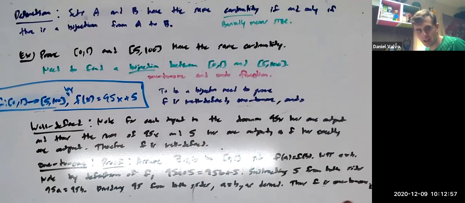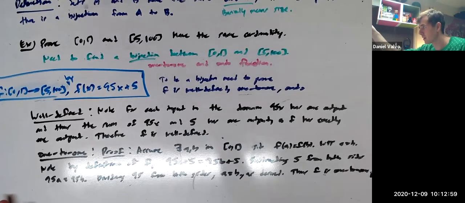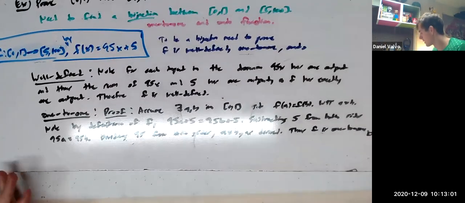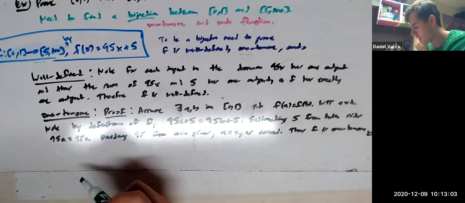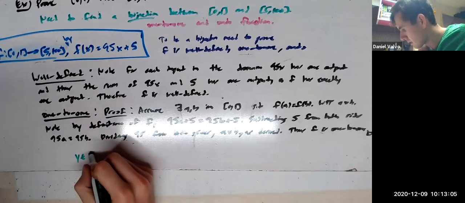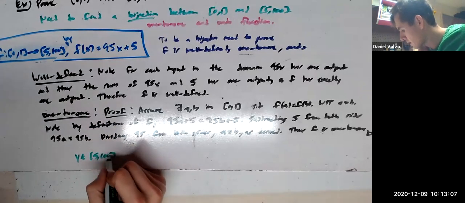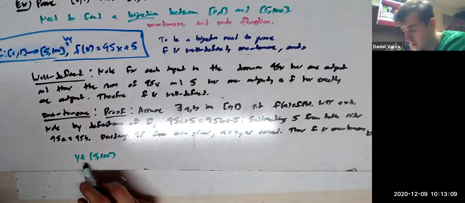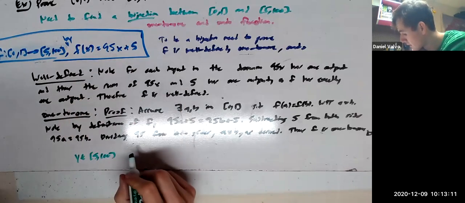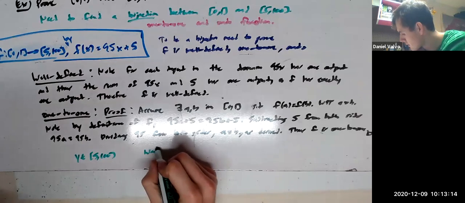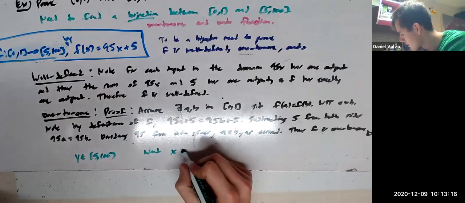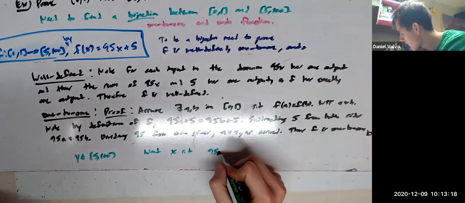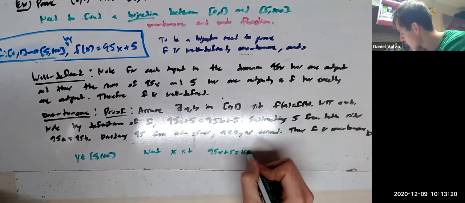And this is actually going to be maybe the easiest one of them all, because we did just some really simple algebra here. All I have to show is that if there's a y in 5, 100, we can find an x that we can plug in here to get to that. So we want x such that 95x plus 5 equals 100.